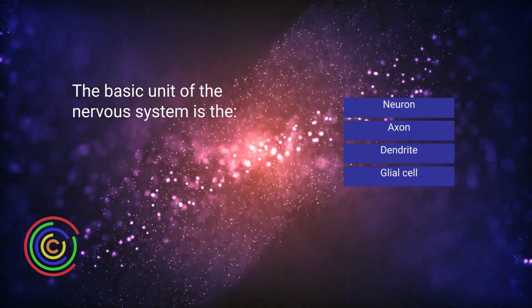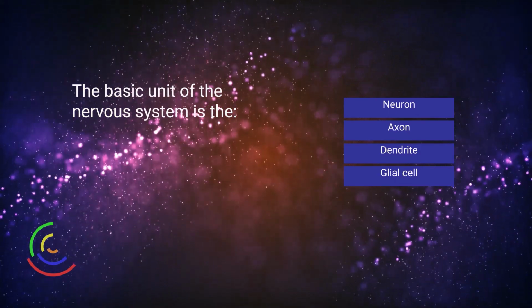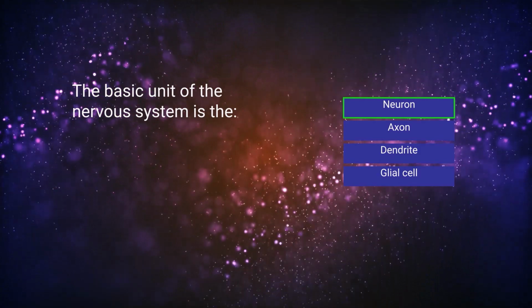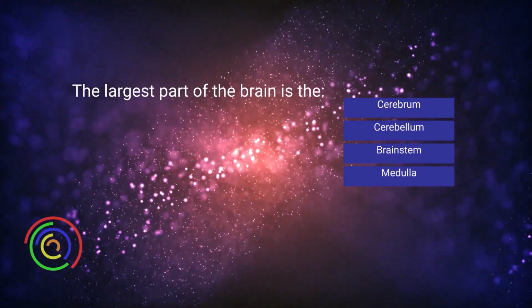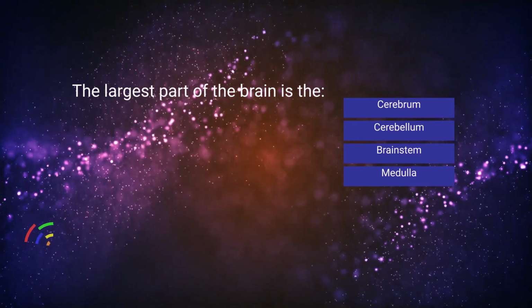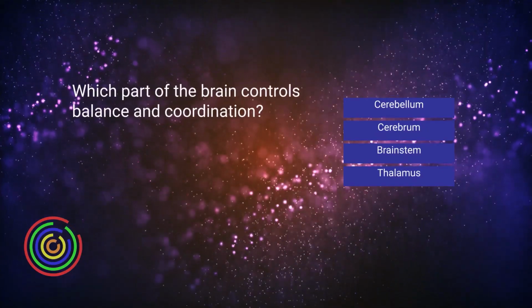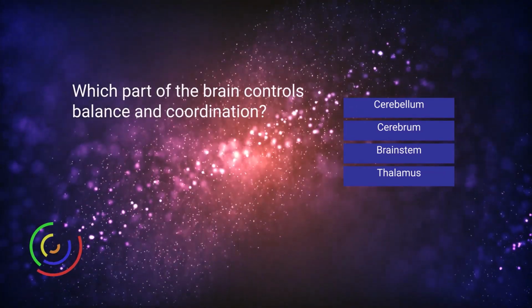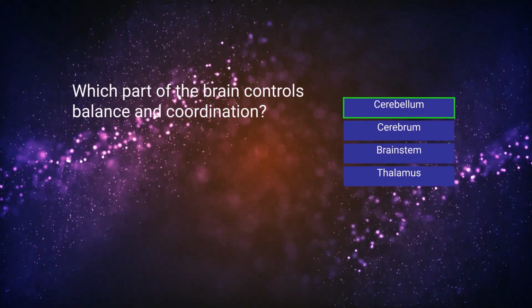The basic unit of the nervous system is the neuron. The largest part of the brain is the cerebrum. Which part of the brain controls balance and coordination? Cerebellum.